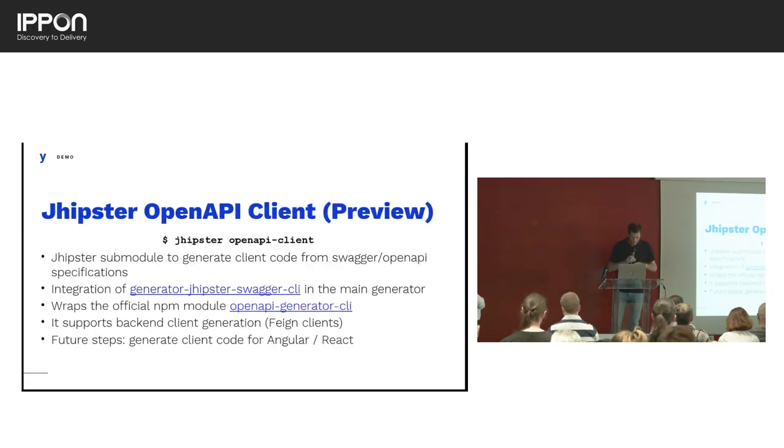The other thing I want to show you is a preview of a module we are porting from the generated JHipster Swagger CLI. It allows you to generate Spring clients starting from an OpenAPI specification. Now we have only server-side generation thanks to this module, always written by Christophe. We are now porting this inside JHipster so that you can generate server-side clients, but also in the future React and Angular code for interacting with the OpenAPI layer.